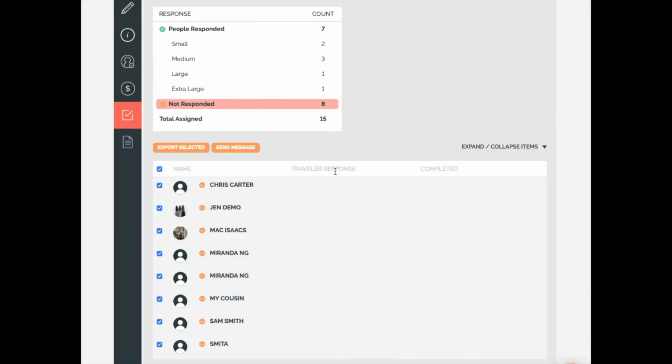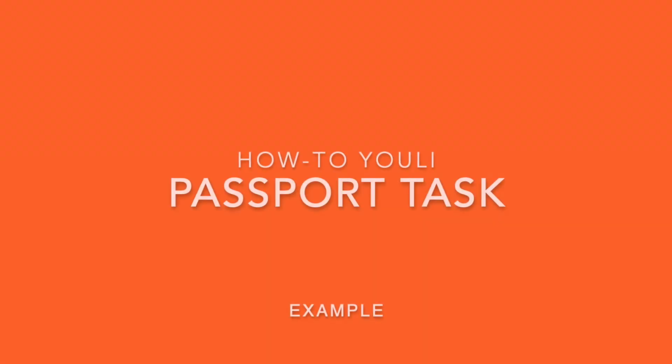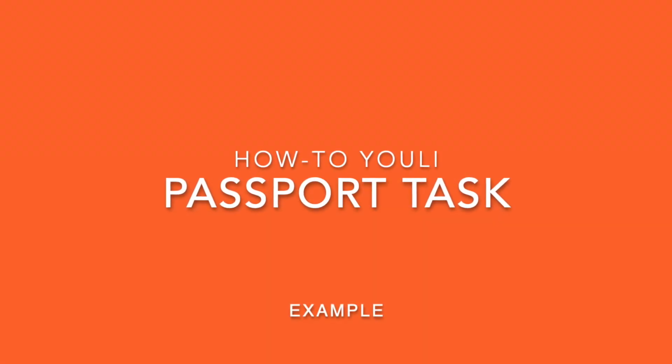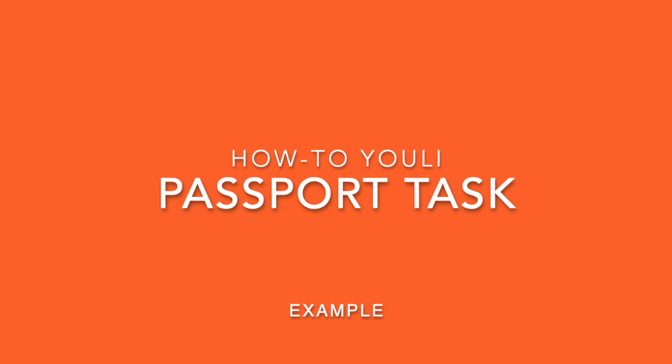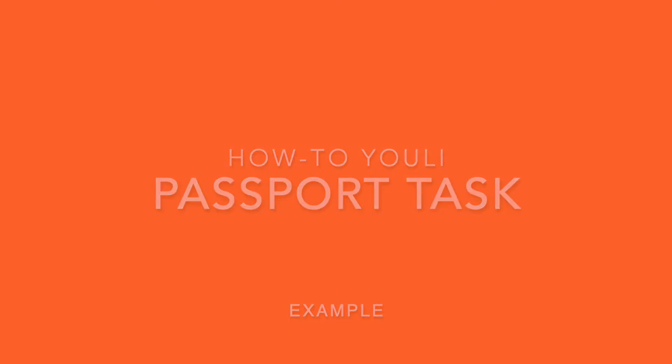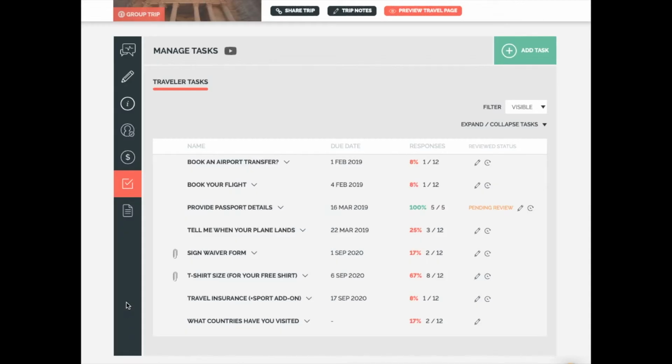The t-shirt example covers the custom option type task, but there are many types, and we will also show you how it looks for the passport task, since each type of task looks a little bit different.